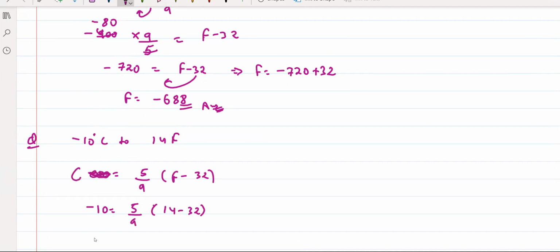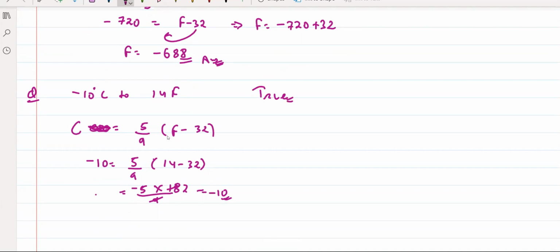See, the RHS is 5 into what? 14 minus 32 is -18. Then 5/9 into -18, plus into minus, the answer is -10. So this is true. Just put the value of F, which is 14, over here. What is 14 minus 32? -18. Got it?